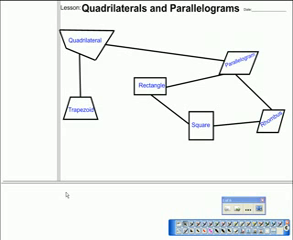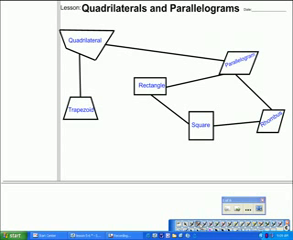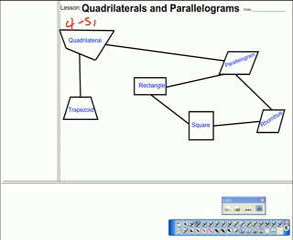Okay, so we're going to start with the definition of a quadrilateral. A quadrilateral is a four-sided polygon. There are two distinct branches that come off of quadrilateral. This trapezoid down here is down by itself because nothing else is related to a trapezoid. If it's a trapezoid, it can't be anything else.